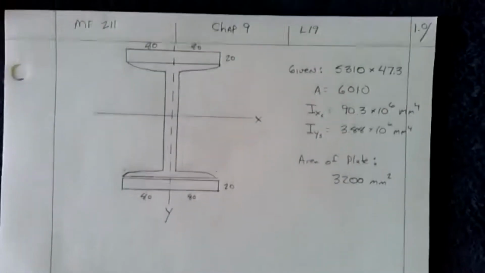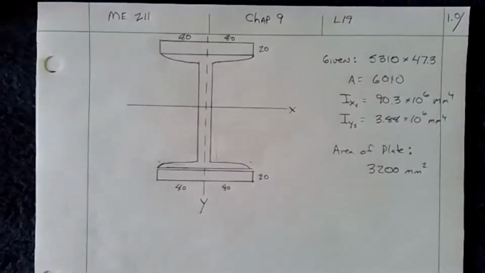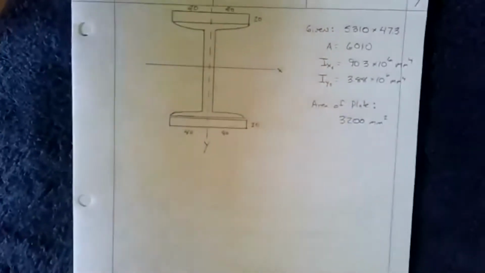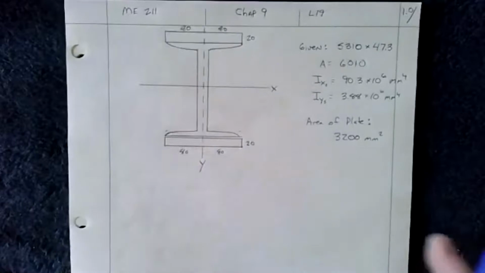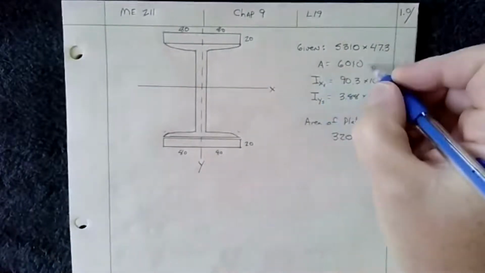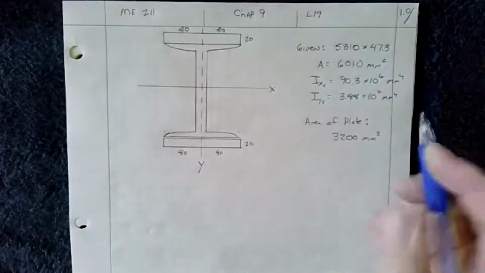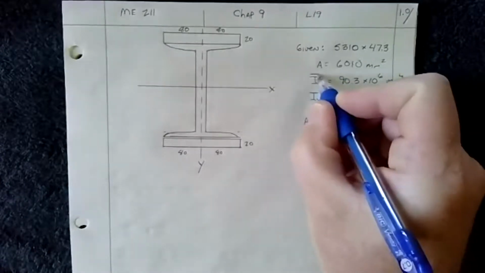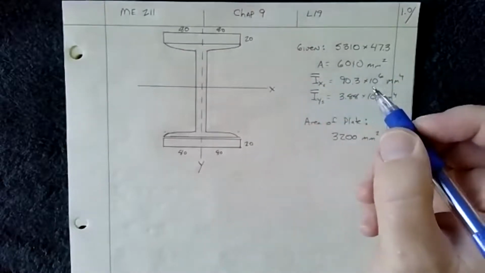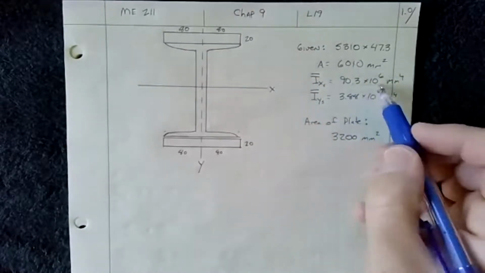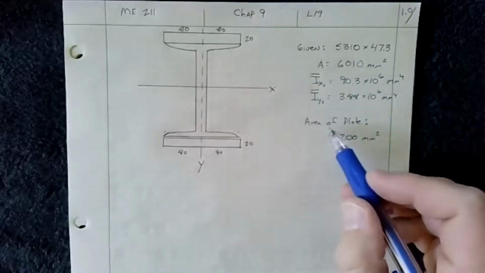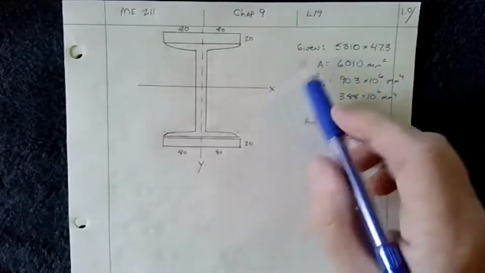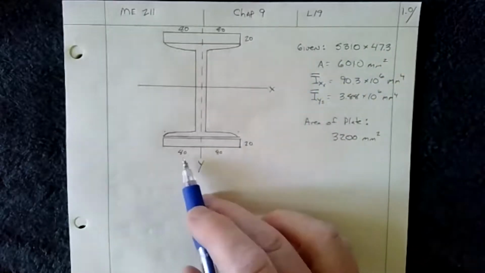Okay, so let's look at this one. So I've drawn this. So we have our structure, and I've pulled the values off of the table. So the area, 6100 millimeters squared. Ix about the centroid, so I put the bar there. So Ix and Iy are respectively 90.3 and 3.88. And the area of the plate, so this area is of this I-beam, the plate is 3,200, or 160 times 20.